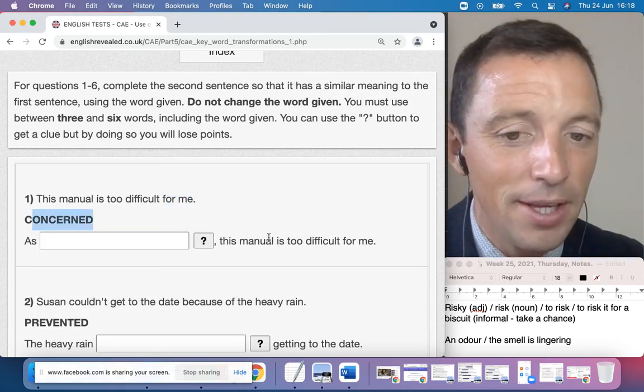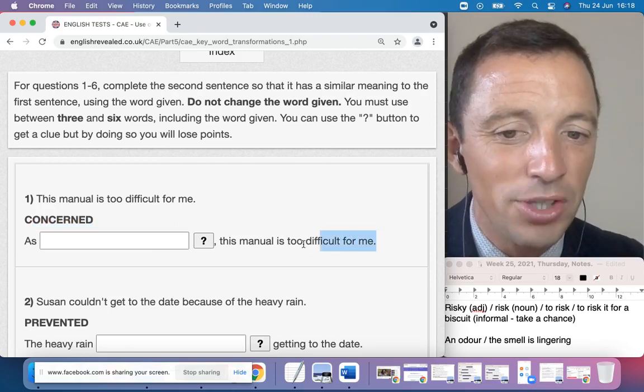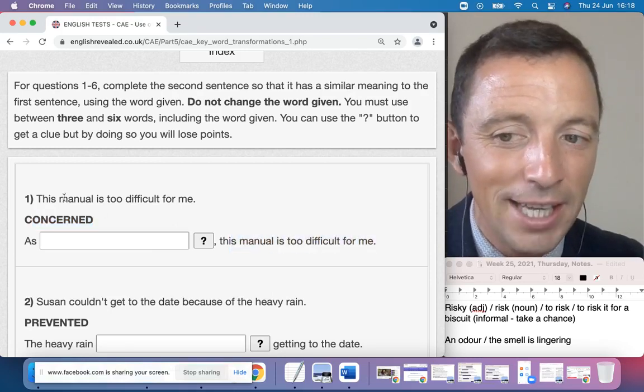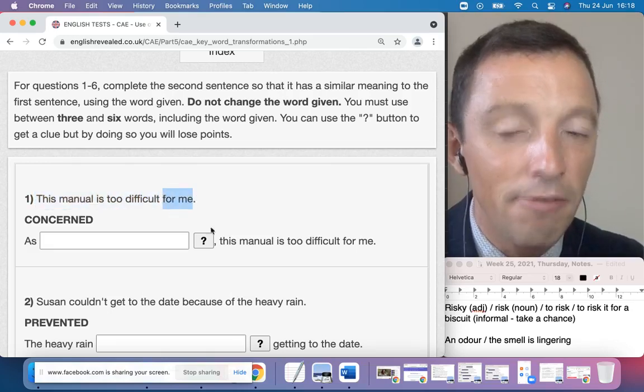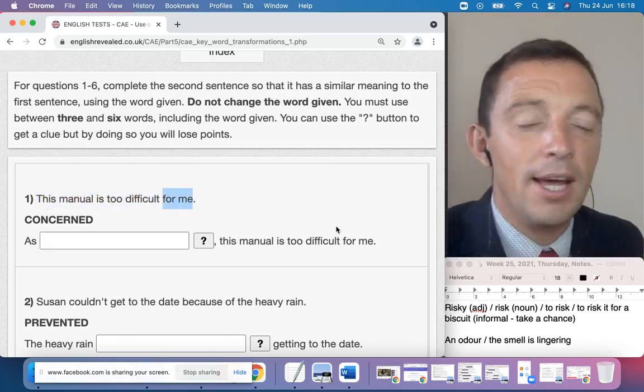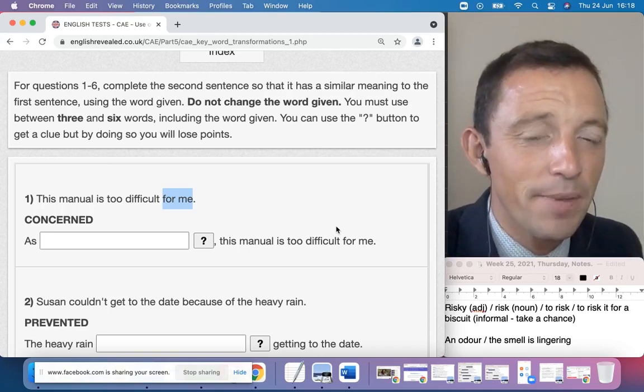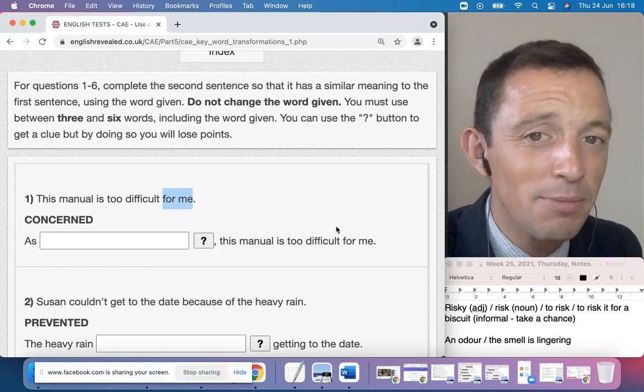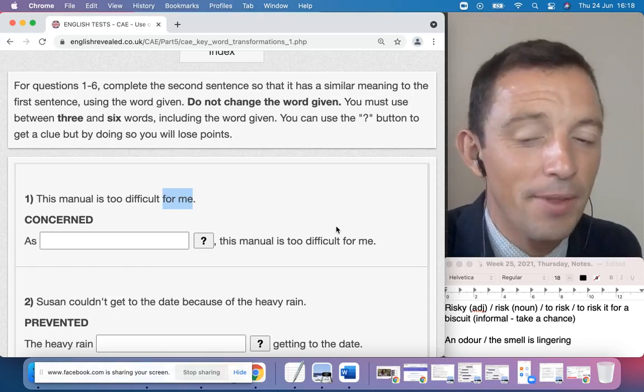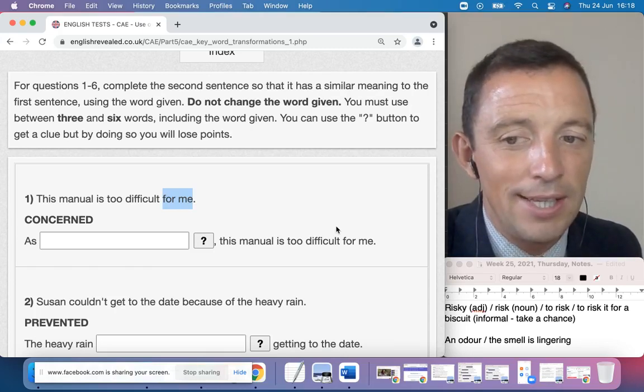Take your time. So we have this manual is too difficult for me, so we can almost eliminate. So we need something to substitute only for me. Yes, I have the answer. So for me, it's very clear. It's a very fluent, a very typical expression, but take your time and try to get this answer.